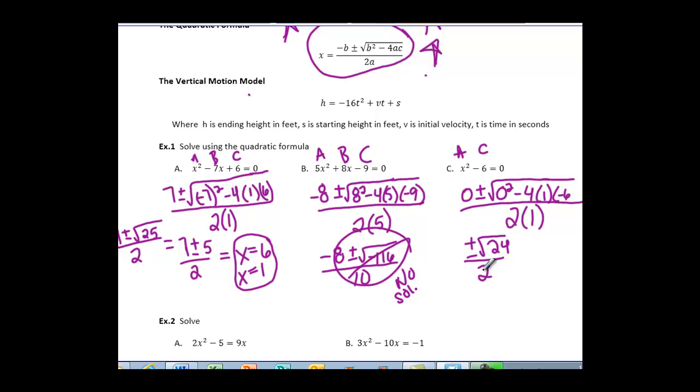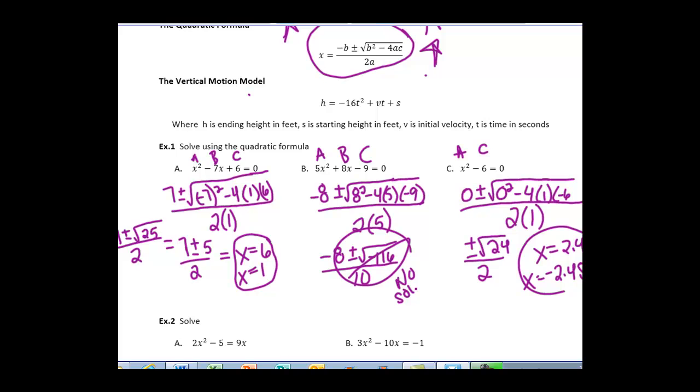Okay, in your calculator, a reminder, the square root button, you're going to hit second, and then that x squared. It's right above your log key. So when you do the square root of 24 over 2, you should get x equals 2.45. And when you do negative square root of 24, you can hit enter, then divide that by 2. You should get x equals negative 2.45. These will be your two answers.